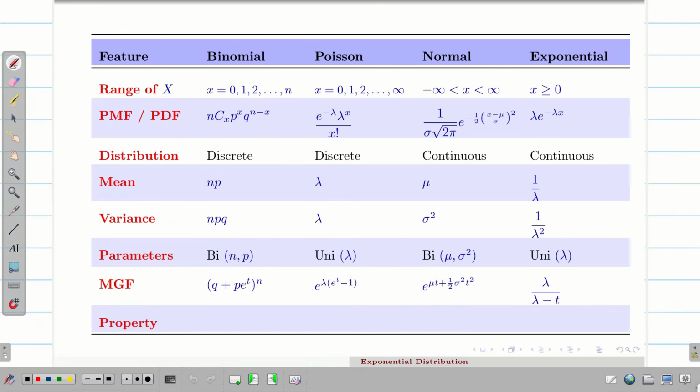And finally, what are all the properties we have? Binomial, mean is always greater than variance. In Poisson, mean is equal to variance. In normal distribution, the curve is symmetric. And in exponential distribution, we have memoryless property. Hope this table will give the clear idea about all the 4 distributions which are all available in the syllabus.